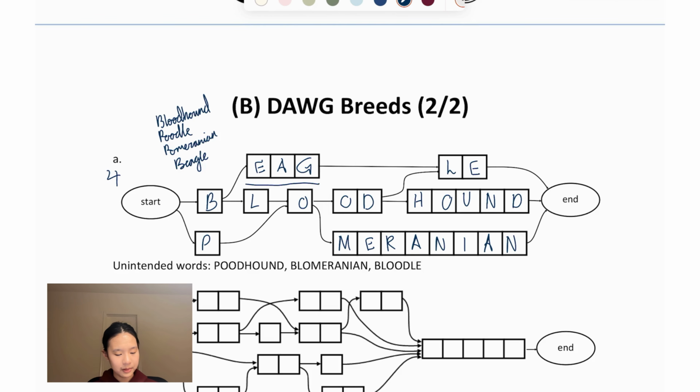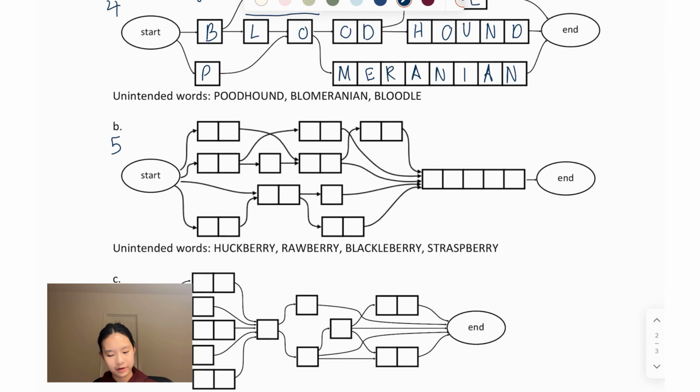Okay, so part B, the unintended words are huckberry, rawberry, blackberry, and strasberry. So this is going to be a category for berries. And the 5-letter space at the end is going to be the berry, as all of these end in B-E-R-R-Y. Now, I see that the strasberry is going to be the word strawberry mixed with raspberry. So we have strawberry, we have raspberry, we have blackberry.